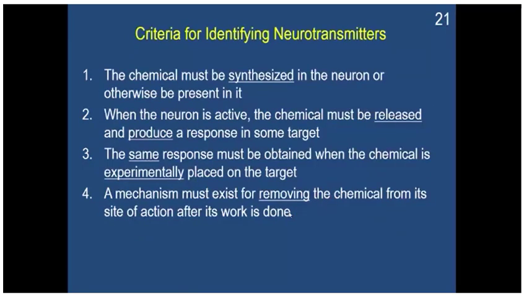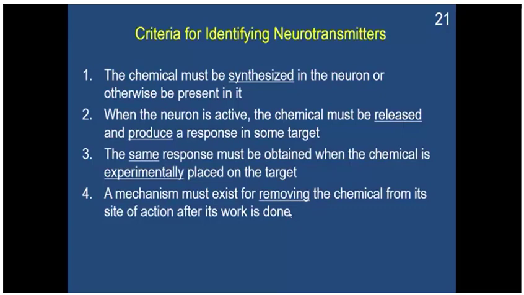So how do we identify a neurotransmitter? A neurotransmitter is something that is synthesized in a neuron. It must be released and have a target close to it. If we introduce the same structured chemical in an experiment, it will have the same impact, and there is a mechanism for removing it. That's a critical piece to defining the difference between a neurotransmitter and, let's say, a neuromodulator, is that there is a way of removing it from the synapse to shut down its effect.